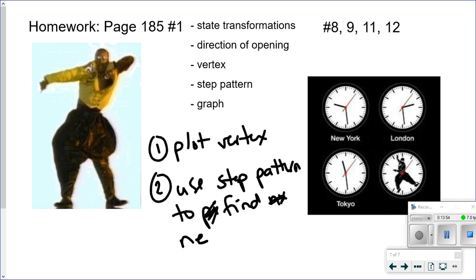Jinkies. As always, I'll fix this up when I type up the PDF.